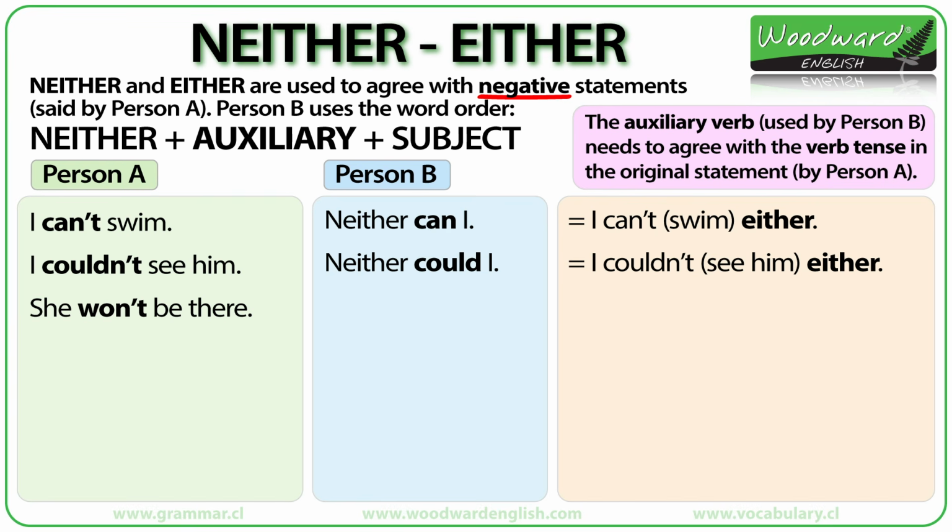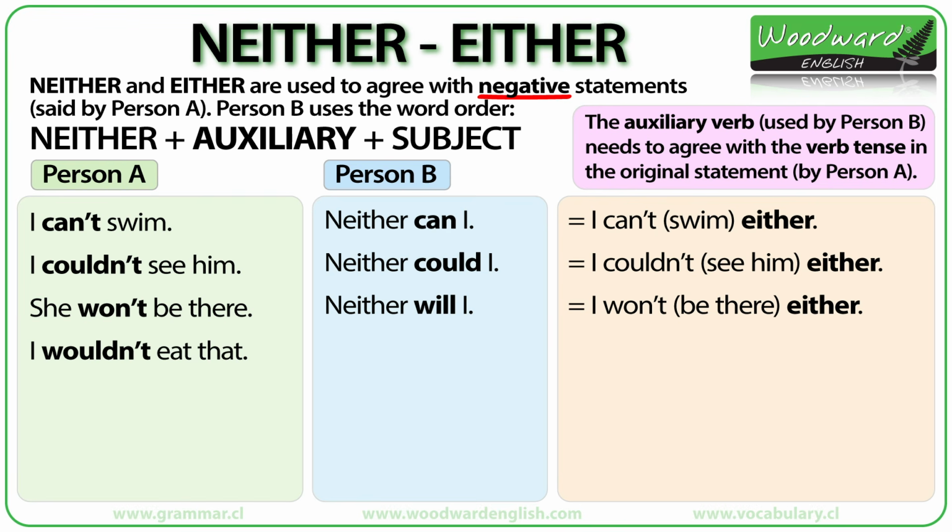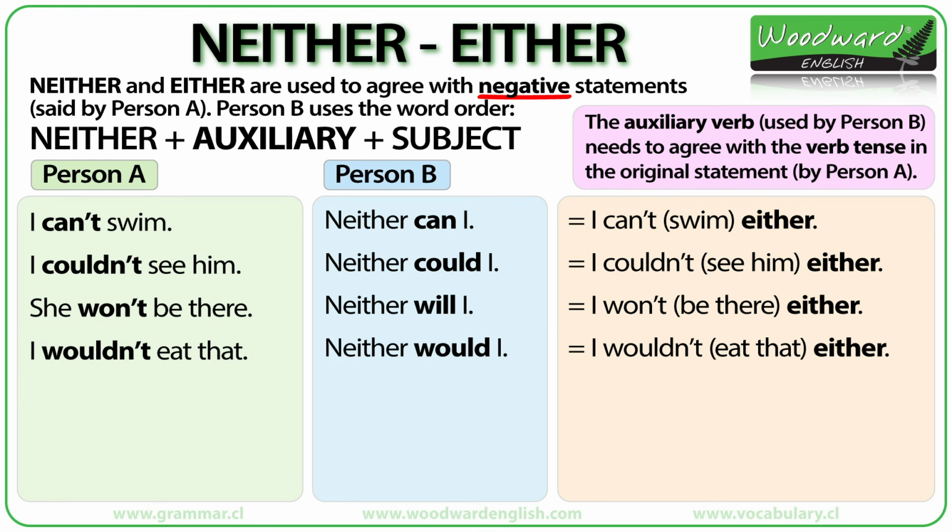She won't be there. Here, it uses the negative form of will, which is won't. These are used to talk about the future, so our response needs to use will too. We say, neither will I, which means I won't be there either. I wouldn't eat that. If the first statement has wouldn't, our response needs would. We say, neither would I, which means I wouldn't eat that either.